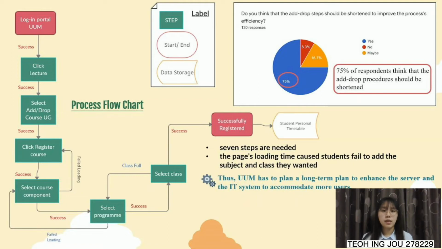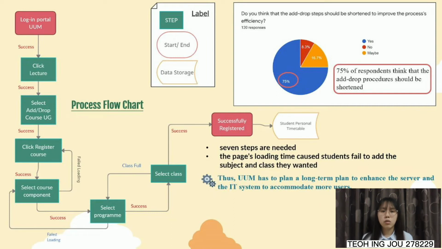Therefore, a process flowchart has been created to identify the process of the airdrop system by UUM. Based on the process flowchart, 7 steps are needed to register for a course. If you fail the first step, you fail the following steps. Once you reach the 4th, 5th, and 6th steps, another big challenge here is failing to load the page.